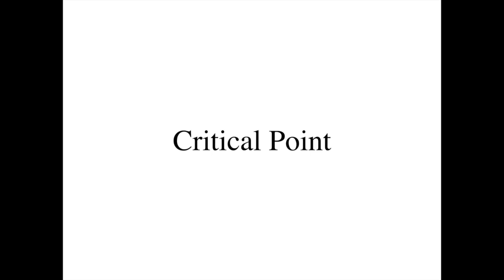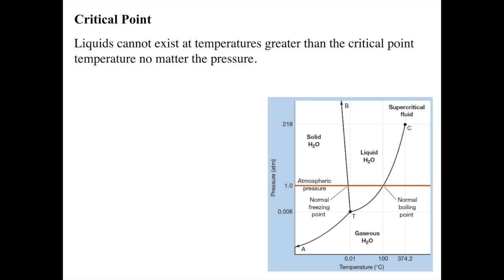Another feature of the phase diagram, which is not always shown, is the critical point. The critical point is labeled C in this diagram. And liquids cannot exist at temperatures greater than the critical point temperature, no matter what the pressure. Remember, the x-axis is temperature. So if you're to the right of the critical point, then you cannot have a liquid.